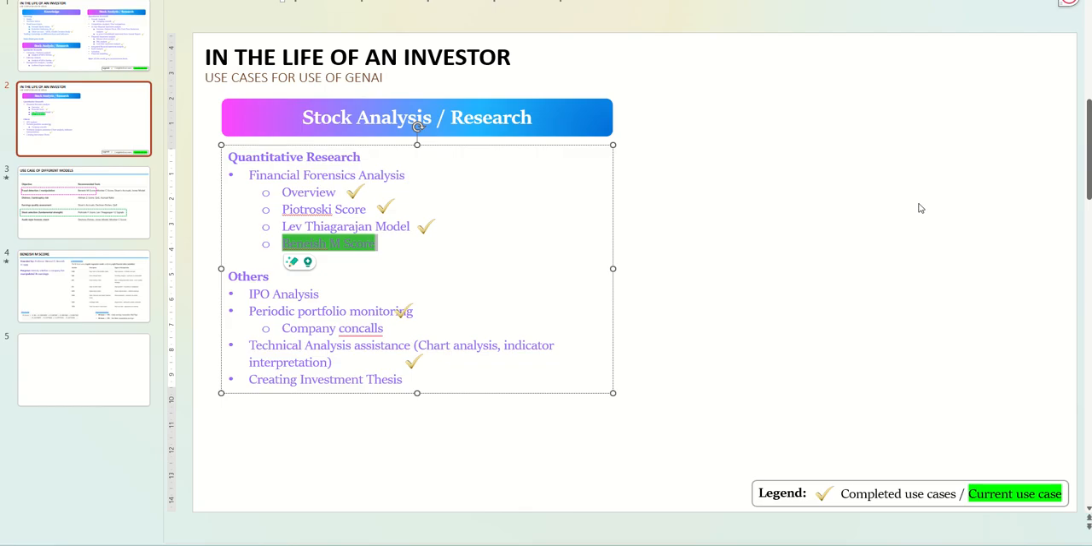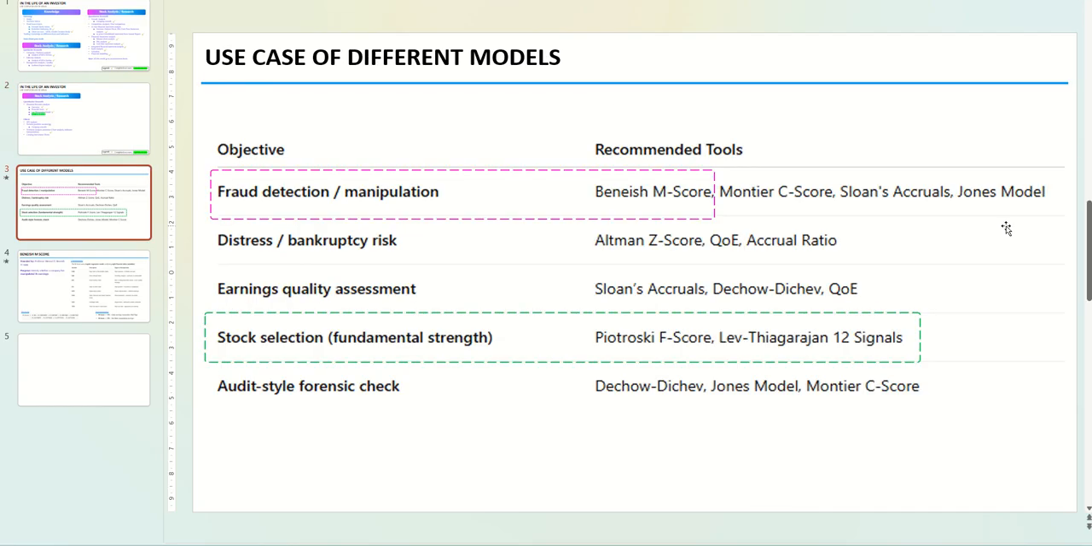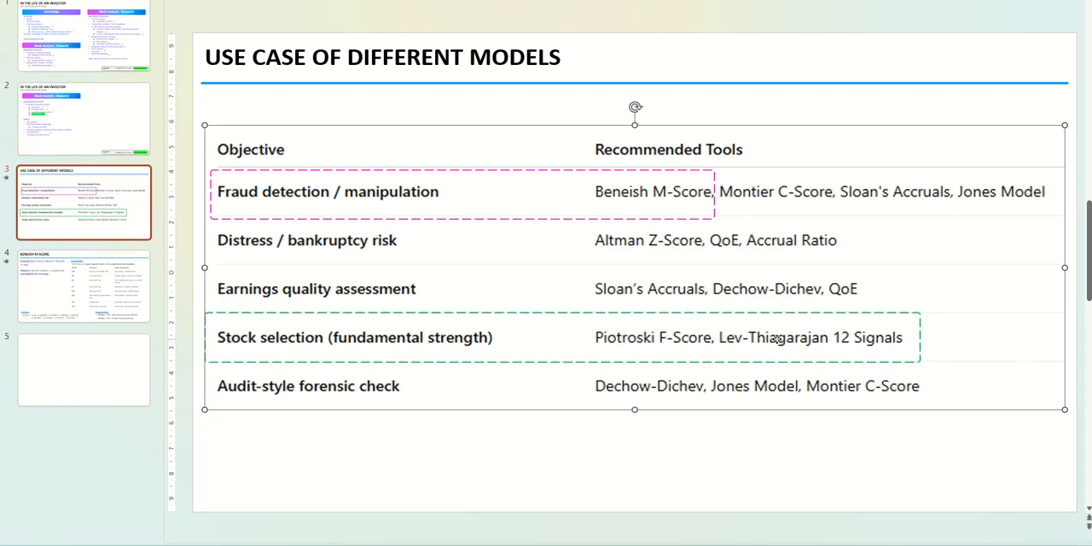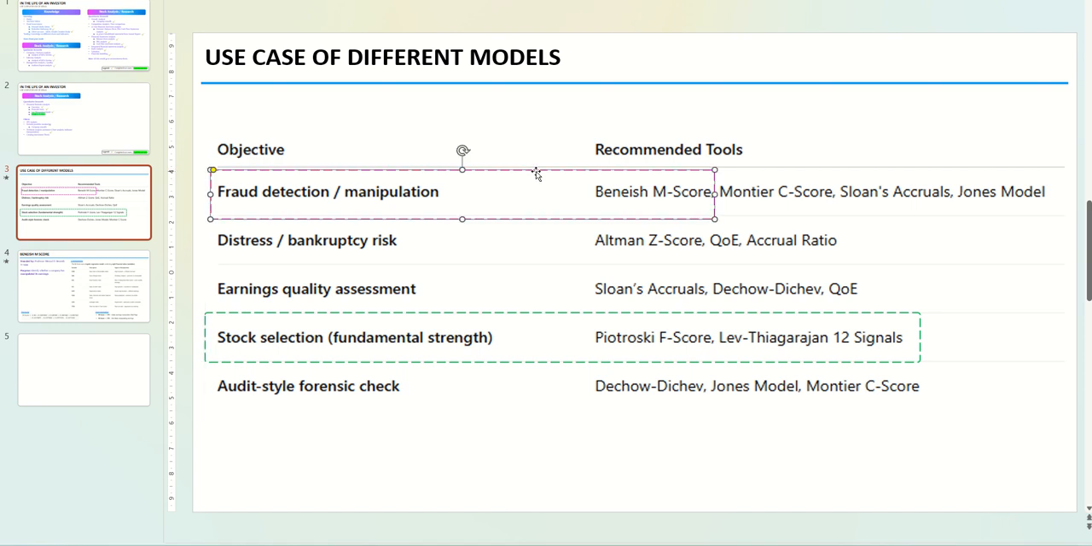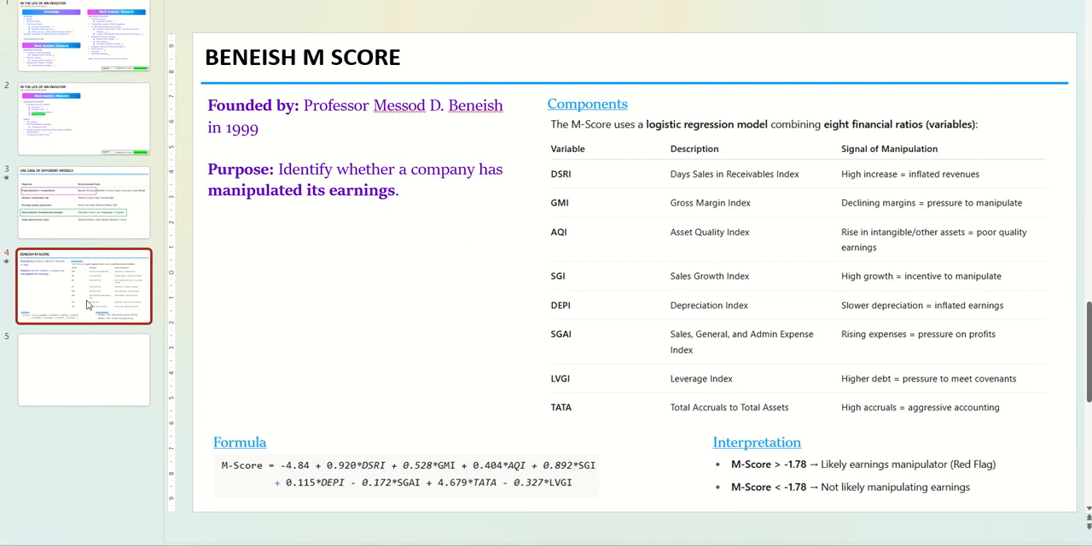So, coming to the list of different models, we have completed the Piotroski score and Lev and Thiagarajan 12 signals, which help to evaluate the fundamental strength of a company, indirectly stock selection. In this video, we are going to discuss the Beneish M-Score, which is to detect fraud and manipulation. I'll introduce every academic detail about the model before going to prompting.